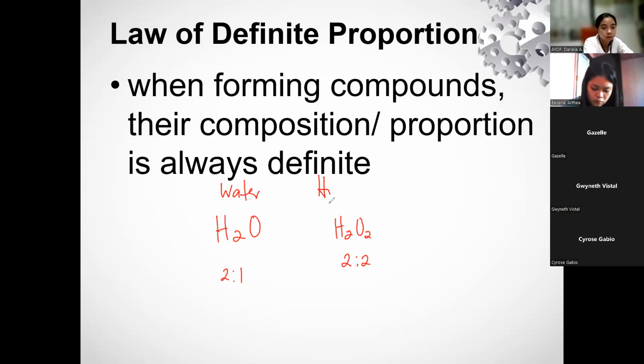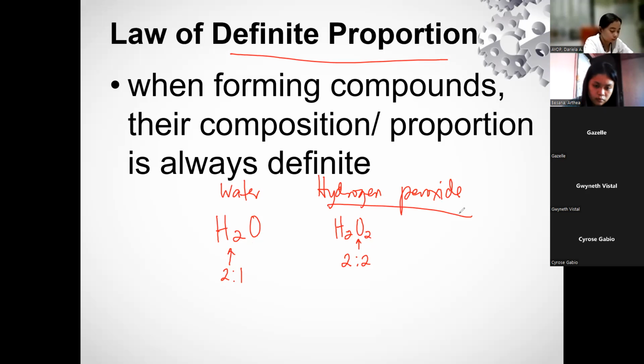Hydrogen peroxide. Very good. So again, we always follow the law of definite proportion. When a compound forms, we always have a definite proportion of the elements. 2:1 for water. If it changes, like if it becomes 2:2, this is no longer water. Instead, we call it hydrogen peroxide, or commonly known as agua oxigenada, which we use as an antiseptic.